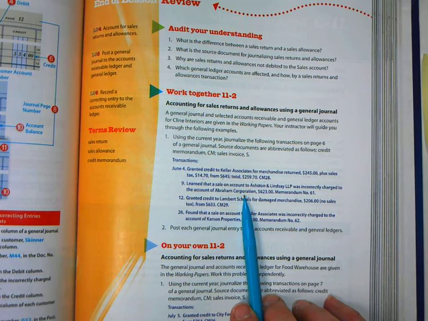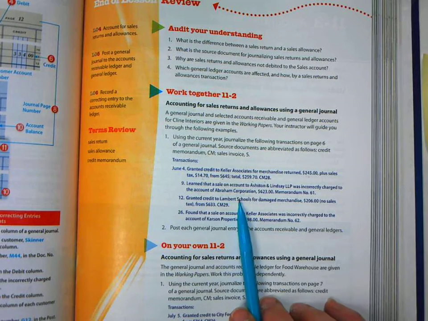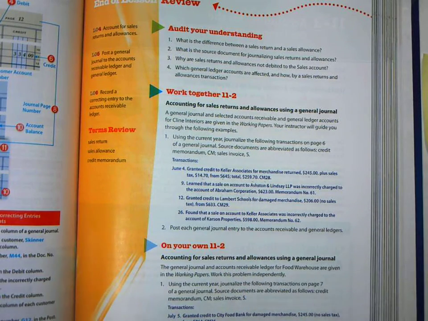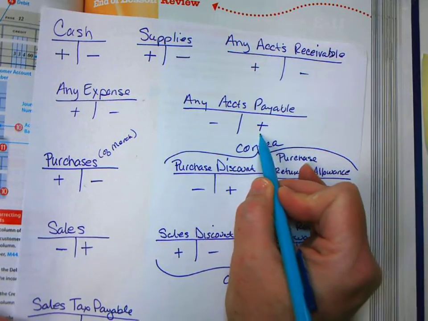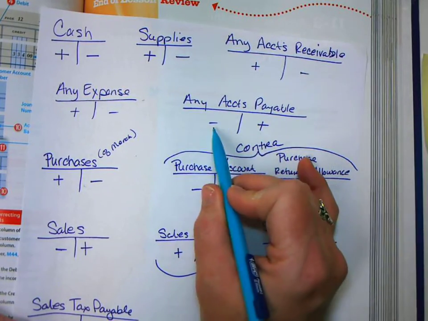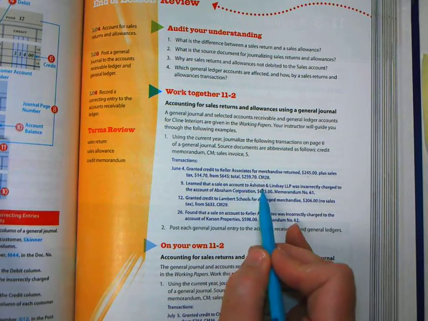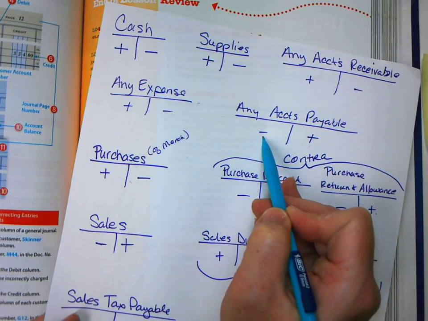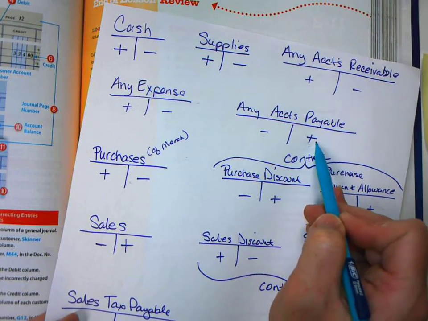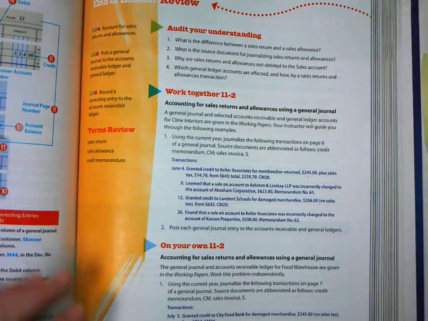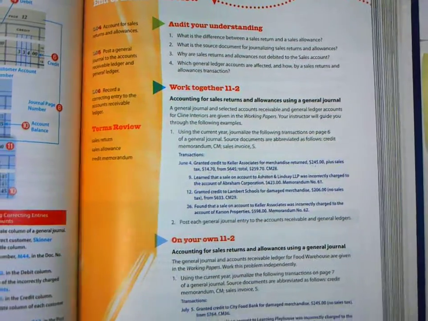Yeah, we got to remove it from Ashton and add it to Abraham. Okay, so normal balance of any accounts payable is a credit. So if we need to reverse it for Ashton, we've got to debit Ashton and then go credit Abraham. Okay? So that's what that transaction's going to do.